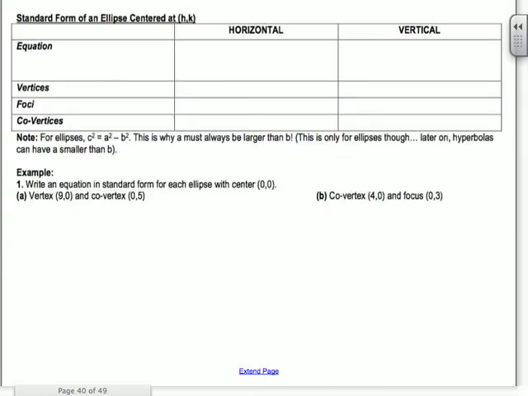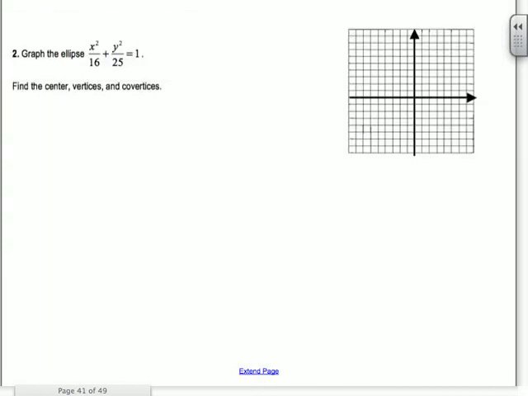So number 2, it says graph the ellipse x squared over 16 plus y squared over 25 equals 1. Find the center, the vertices, and the co-vertices. So I'll tell you what those mean. Okay, so when I'm doing this, first I need to find the center. There is no x minus something or y minus something, so what are the numbers? 0, 0. So my center is 0, 0.